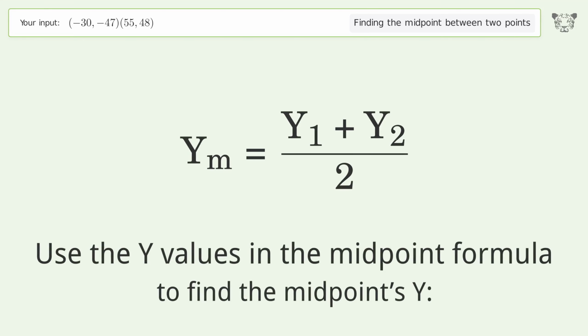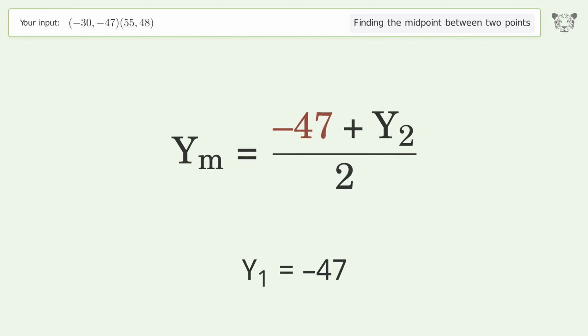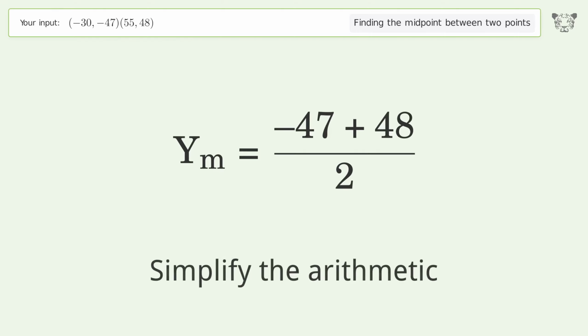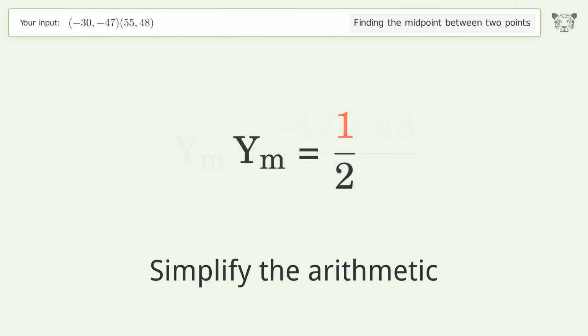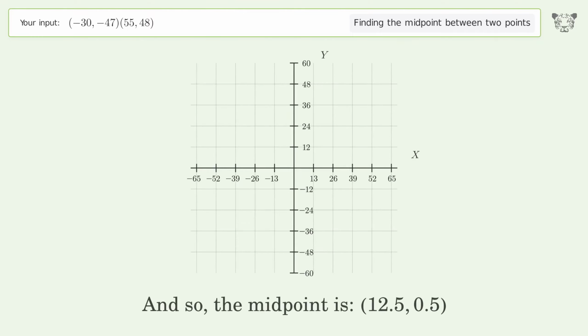Use the y values in the midpoint formula to find the midpoint's y. y1 equals -47. y2 equals 48. Simplify the arithmetic. And so, the midpoint is 12.5, 0.5.